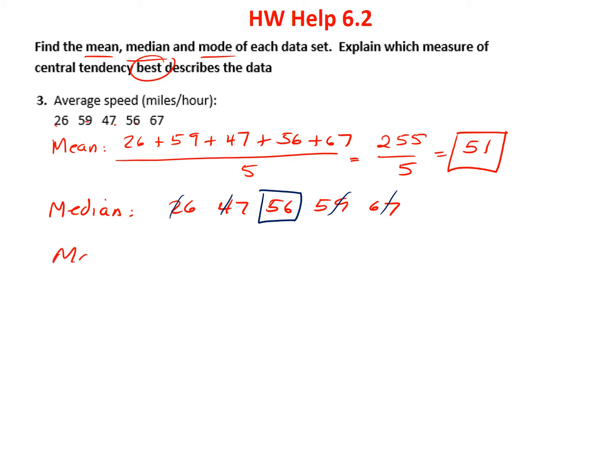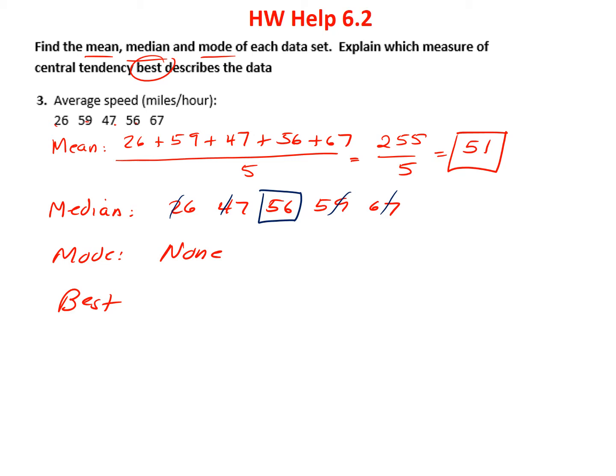Now the next one is the mode, and I'm looking, is there any number that shows up twice or more than anything else? And notice there isn't any, so my mode would simply be none. Okay. In this case, which is best? Somebody might say, well, 26 is a little bit of an outlier.